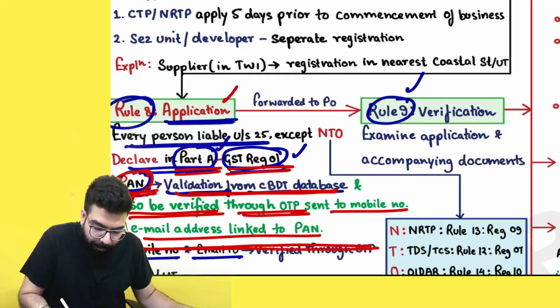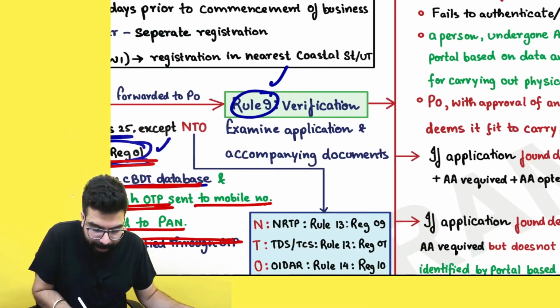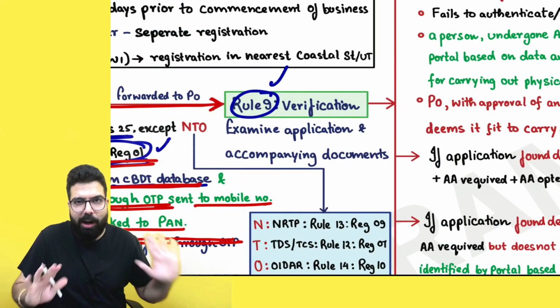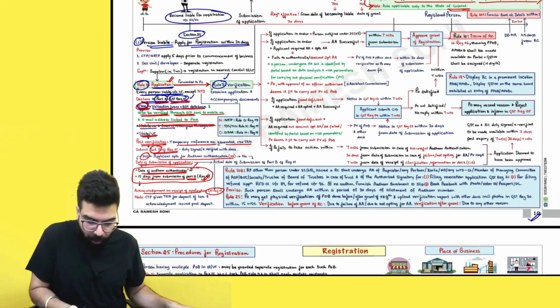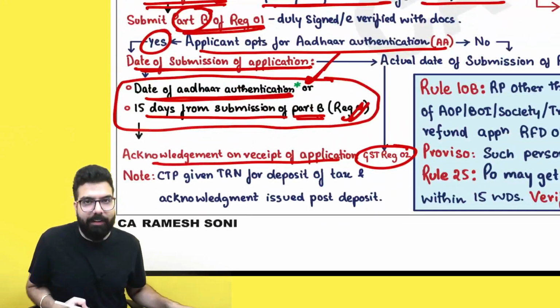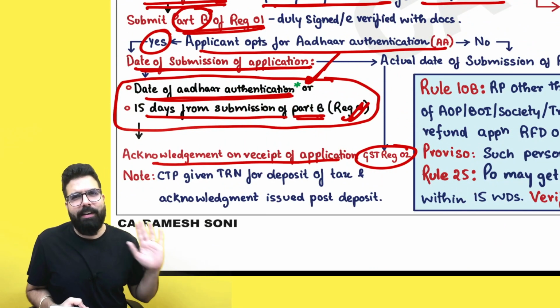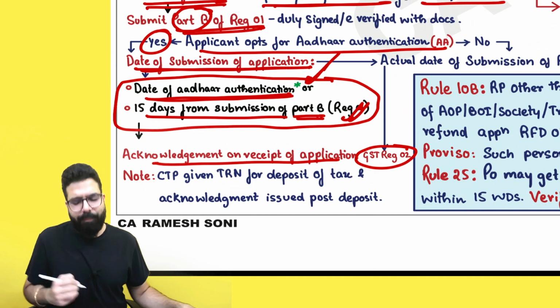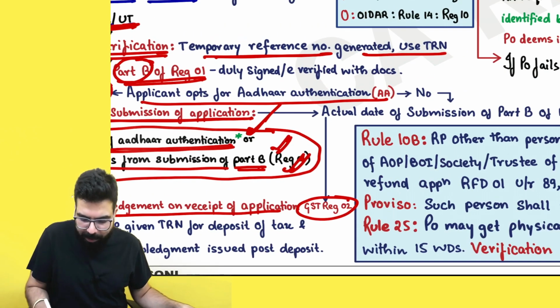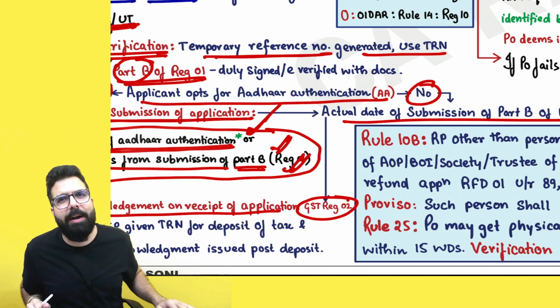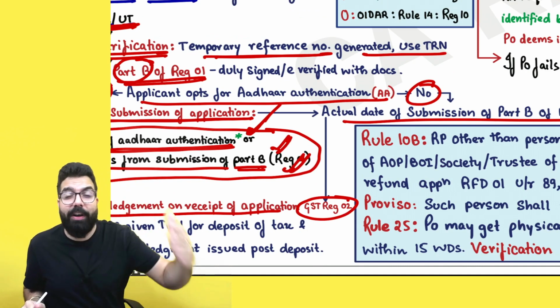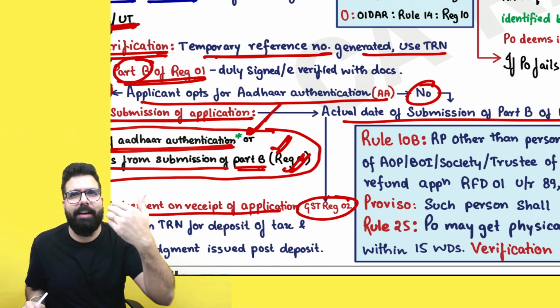Sir, I have gone ahead and submitted my application. Application will get forwarded. Now, once you have done your Aadhaar authentication, sir, I was not identified by the portal. No problem. You do your Aadhaar authentication. Yes, sir, if I am required Aadhaar authentication, the date of Aadhaar authentication is the date of submission. Sir, if I don't do Aadhaar authentication, then 15 days from the submission of part B. Sir, if I have not opted only, then the day you submit part B is the date of submission of application. Sir, if I am required biometric based Aadhaar authentication, the day you finish your biometric based Aadhaar authentication, that is the date of submission.